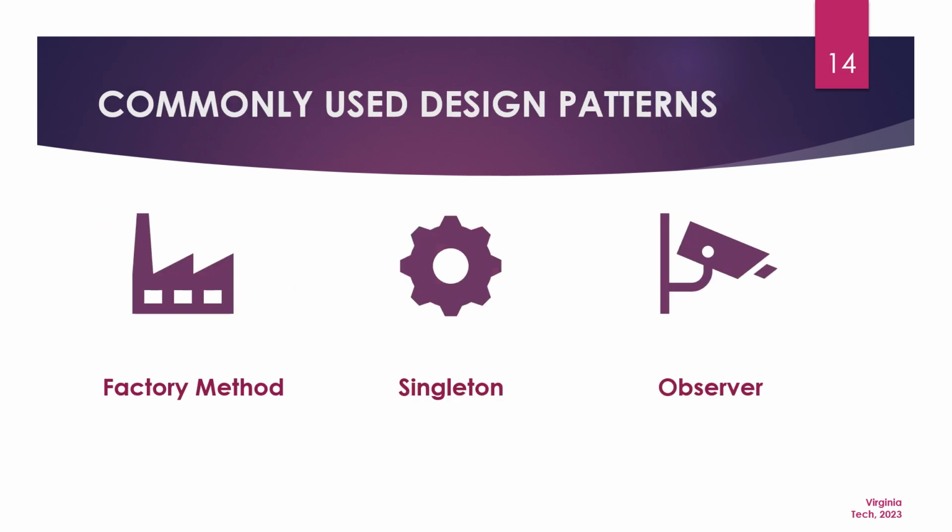Some commonly used design patterns for component-based software development include factory methods, singleton, and observer patterns. The factory method allows developers to create objects without specifying the exact class of the object. Singletons ensure that only one instance of a class exists. Observer patterns are used when a component needs to react to changes in another component. These are just a few examples of the many design patterns that can be used to create reusable components. By incorporating design patterns into their development process, developers can create more flexible, maintainable, and extensible software.